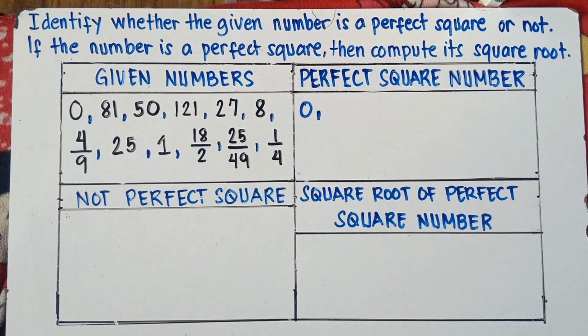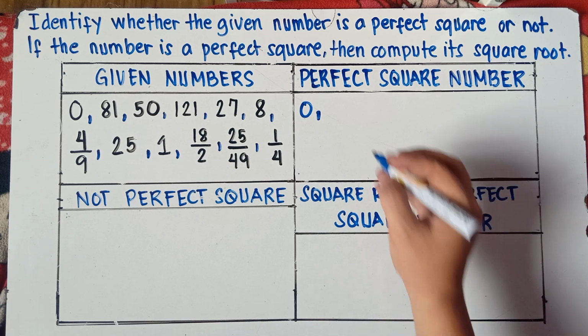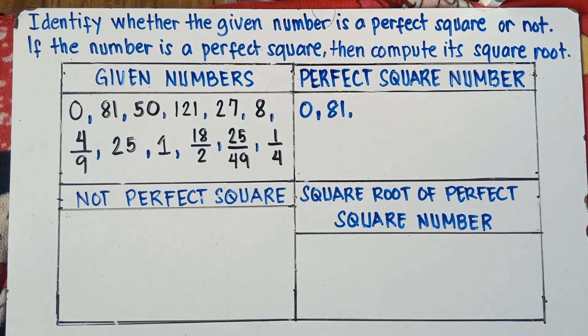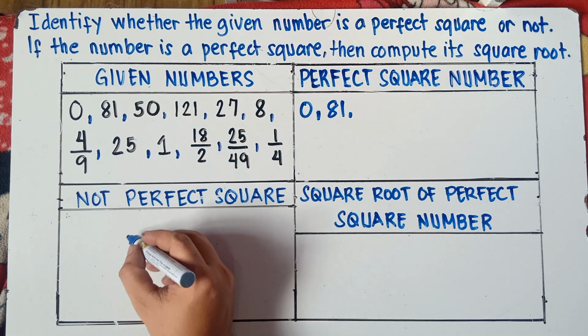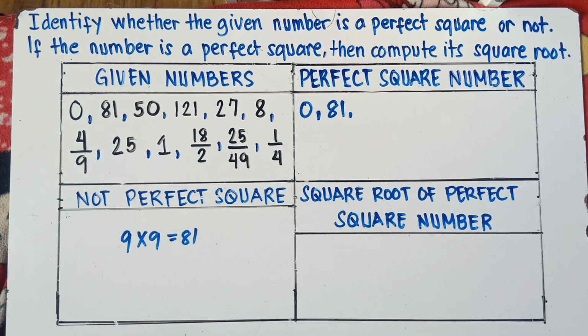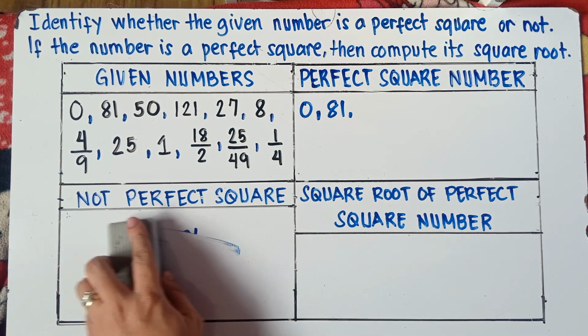How about 81, class? Is 81 a perfect square? Yup, 81 is a perfect square because if we multiply 9 by itself, 9 times 9, that is 81. So once again, class, to find a number that is a perfect square, you think of a number that when you multiply it by itself, you will get this answer. Of course, that's 9, right? Because 9 times 9, the answer is 81. So therefore, 81 is a perfect square.